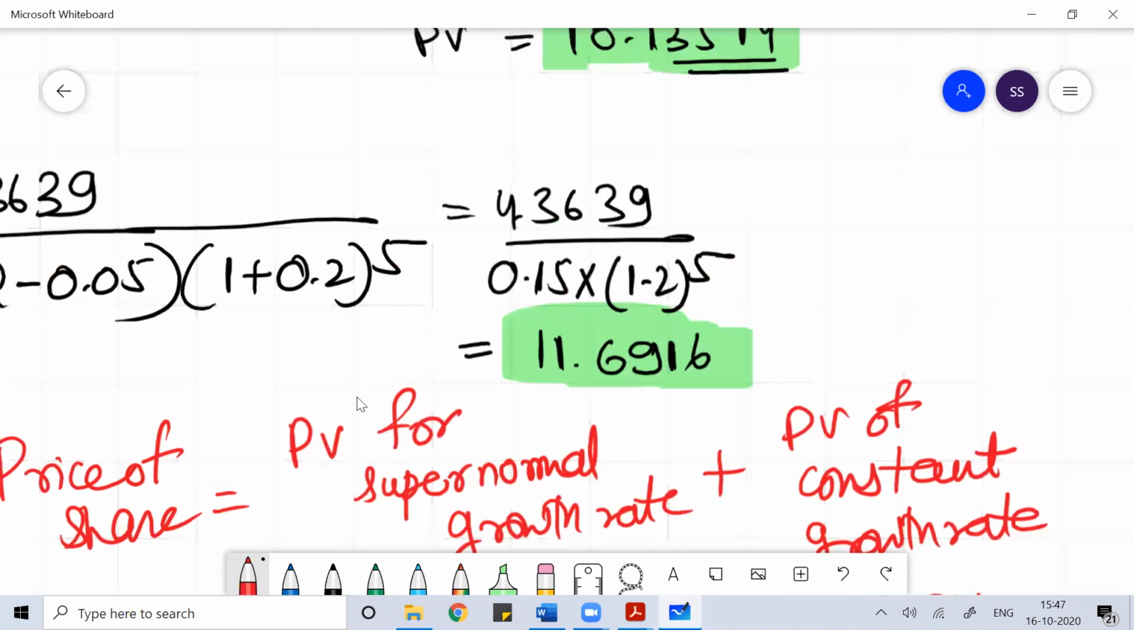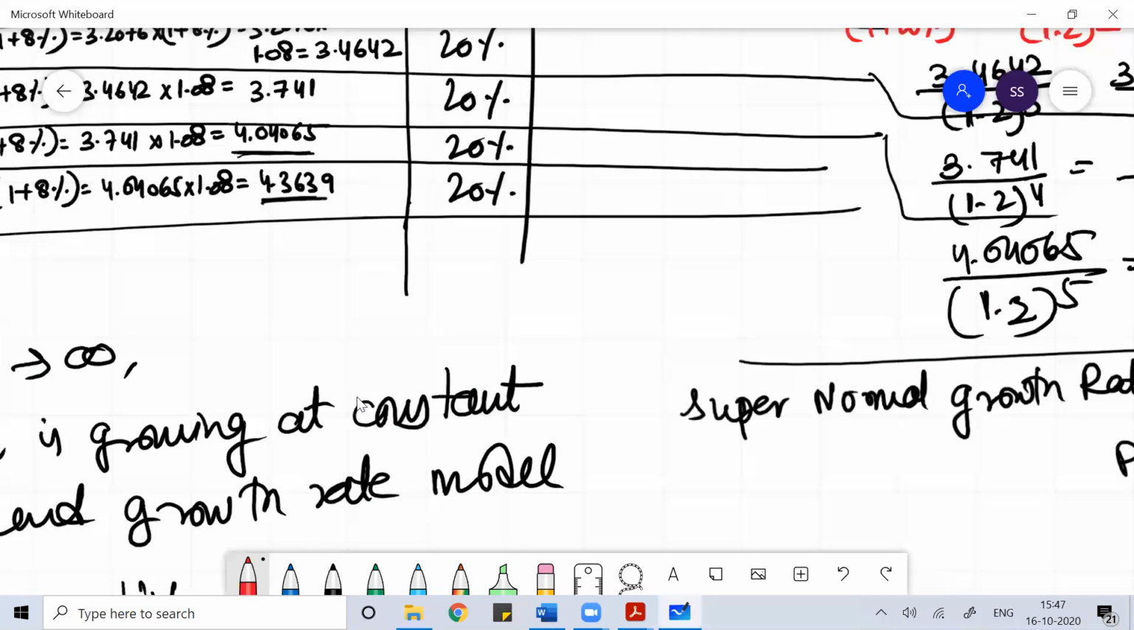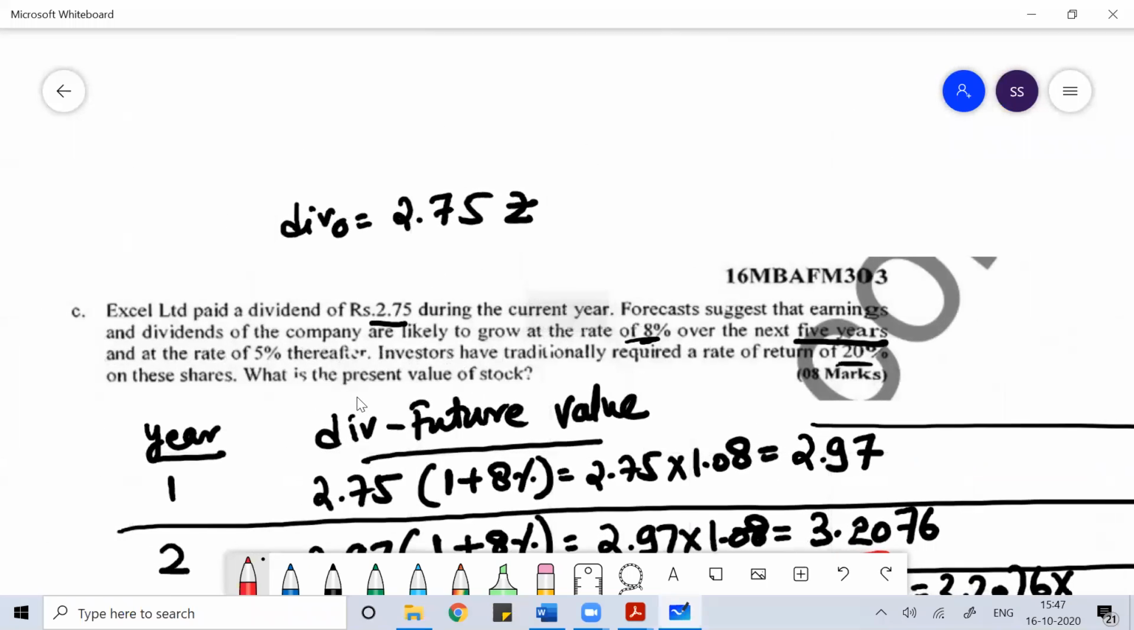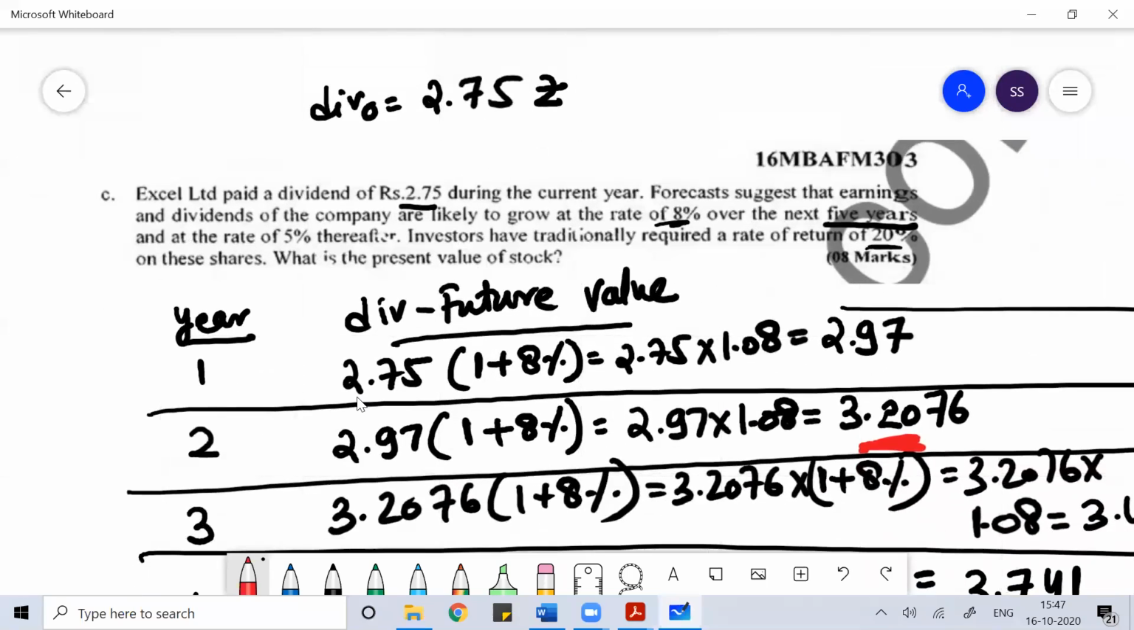Okay, so this is the way how you need to do. First you have to determine the price of the share for the supernormal growth rate, then add that to the price of the share for the normal growth rate. Next class I'll discuss more on this. I'll do more numericals on this to make you understand this part. So try to understand how much you can from this. Probably we'll take one or two more numericals like this so that you'll understand this very well.